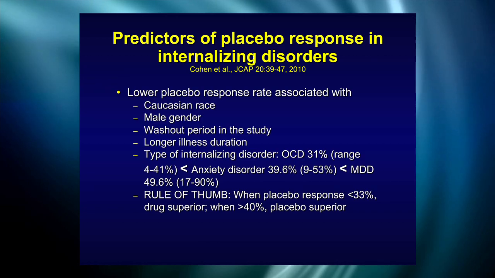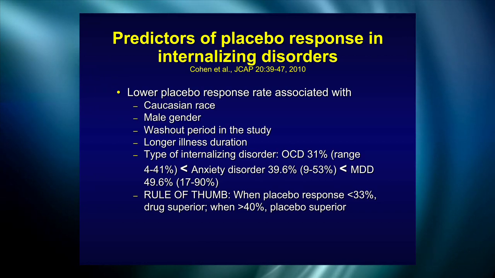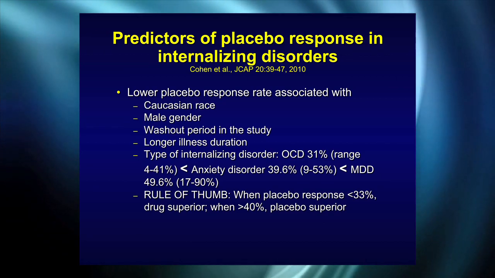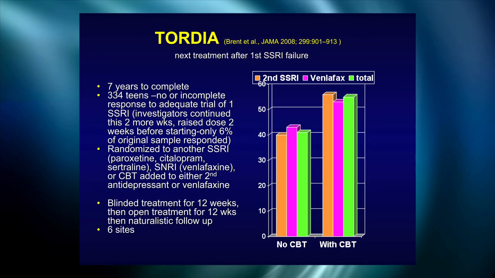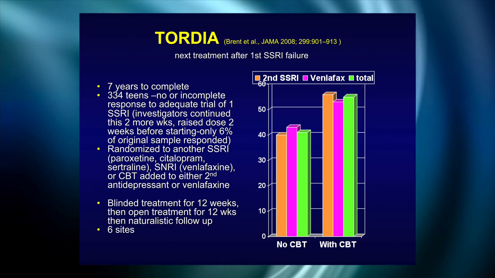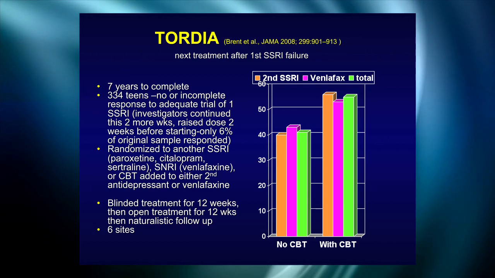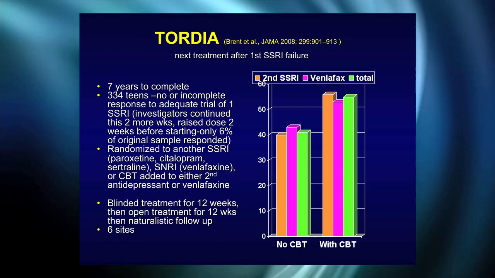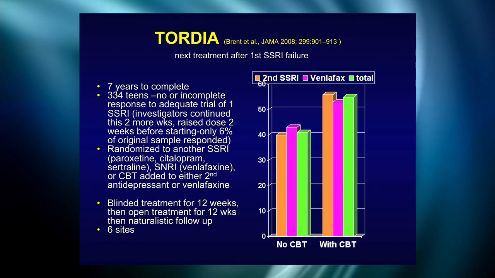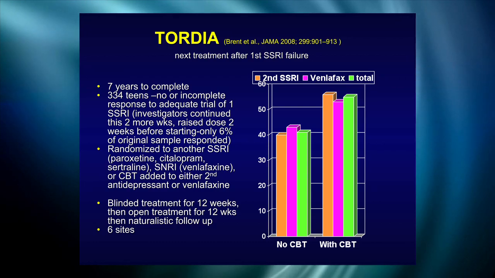A general rule of thumb when you look at a study: when you see a placebo response rate of less than a third, the drug is going to be better than placebo. When it's over 40%, the placebo is generally either superior or there's no difference. So let's talk about tortilla. When I see tortilla, the word that comes to mind is contortion and torture. That wasn't the reason why they picked it, I don't think, because I don't think they realized it was going to be such a torturous study before they did it, but it sure as heck turned out to be that way.